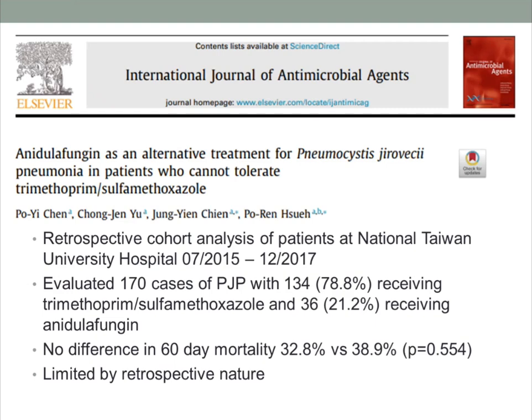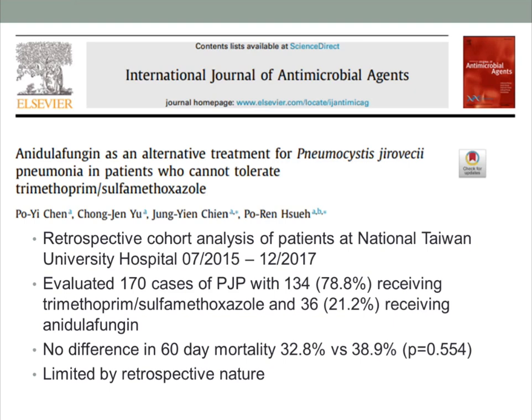So moving from rats to humans, this was actually a study published out of Taiwan of patients from 2015 to 2017. It was 170 cases of Pneumocystis. 78.8% got trimethoprim-sulfa, but a substantial number got anidulafungin, which we know is active against the organism in some phases. And they found no difference in 60-day mortality: 32.8% versus a higher numerical, but not statistically significant, 38.9%.